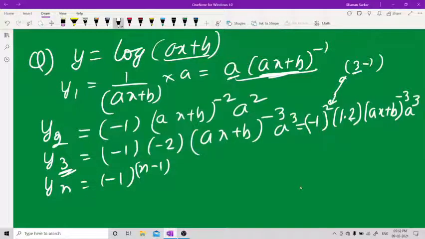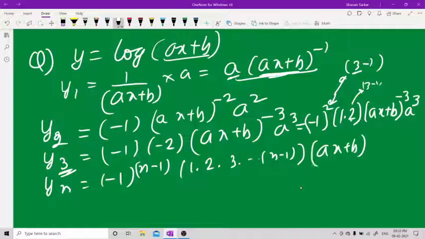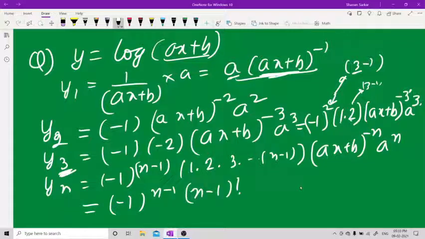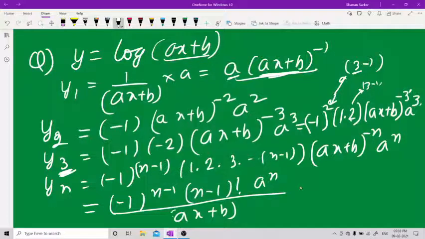This is 3 minus 1, so you will write 1 into 2 into 3 up to n minus 1. And then you will write ax plus b to the power of minus n, this is also 3, a to the power of n. Let's now write down: minus 1 to the power of n minus 1, times n minus 1 factorial, into a to the power of n, upon ax plus b to the power of n.